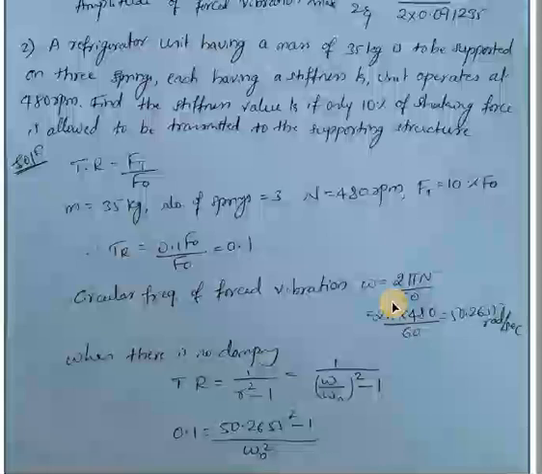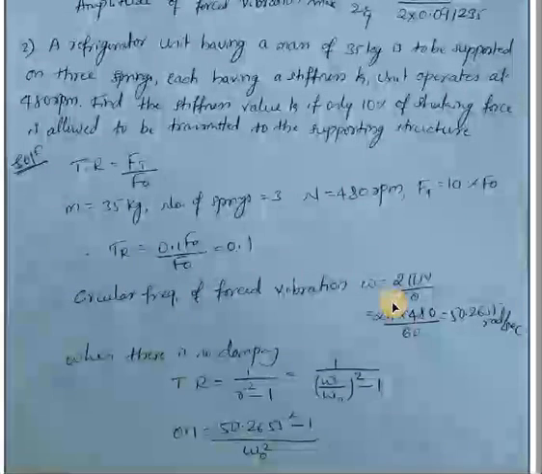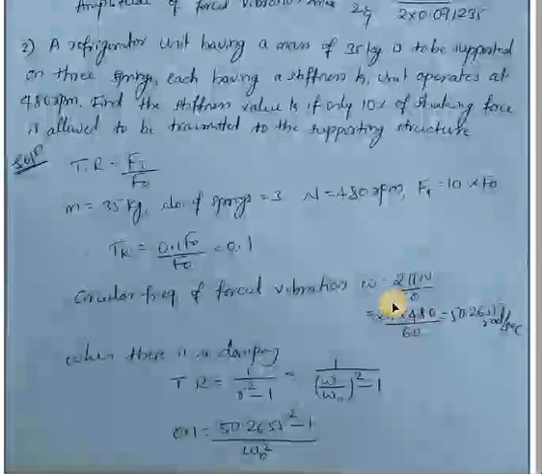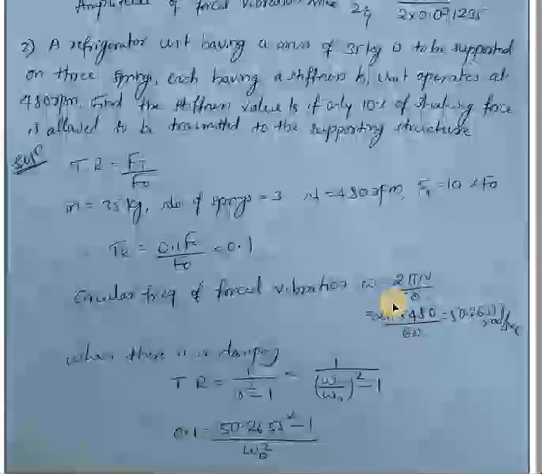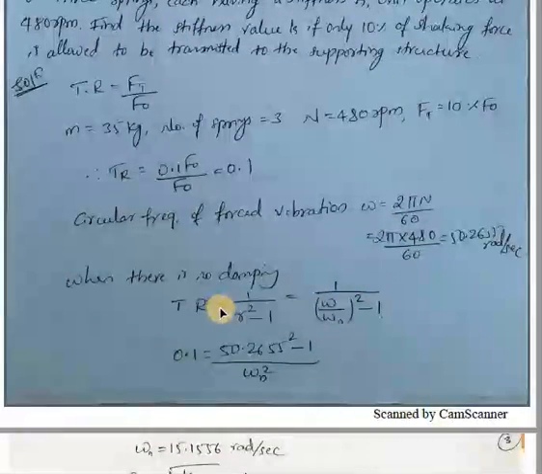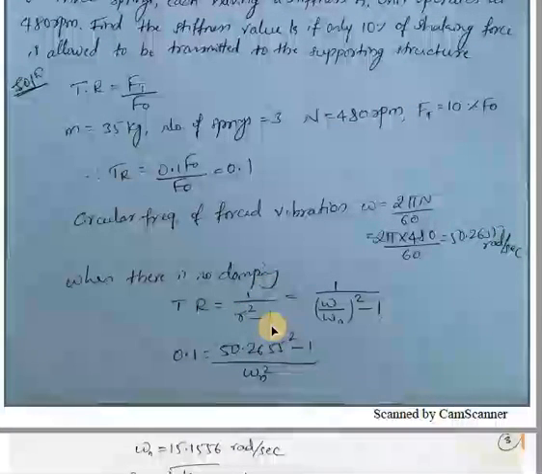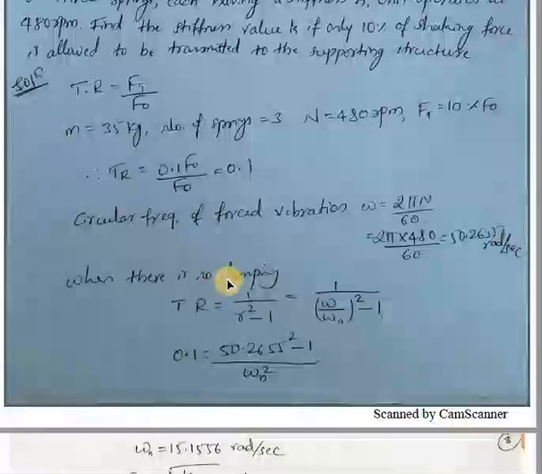Only when, in the given statement, there is no information about the damping coefficient, damping factor or critical damping coefficient, you can directly assume that there is no damping. So if you take the transmissibility ratio equation, it is given by 1 divided by r square minus 1. This equation is only for when there is no damping.